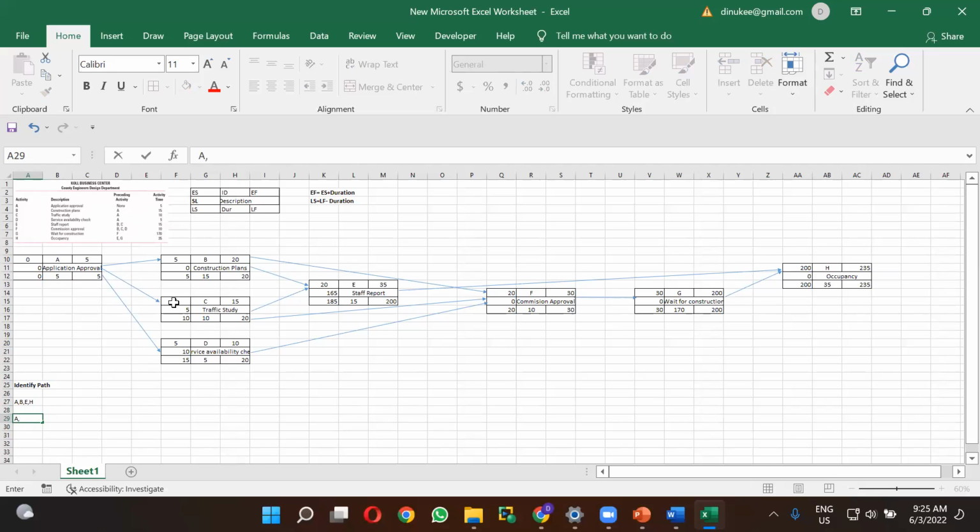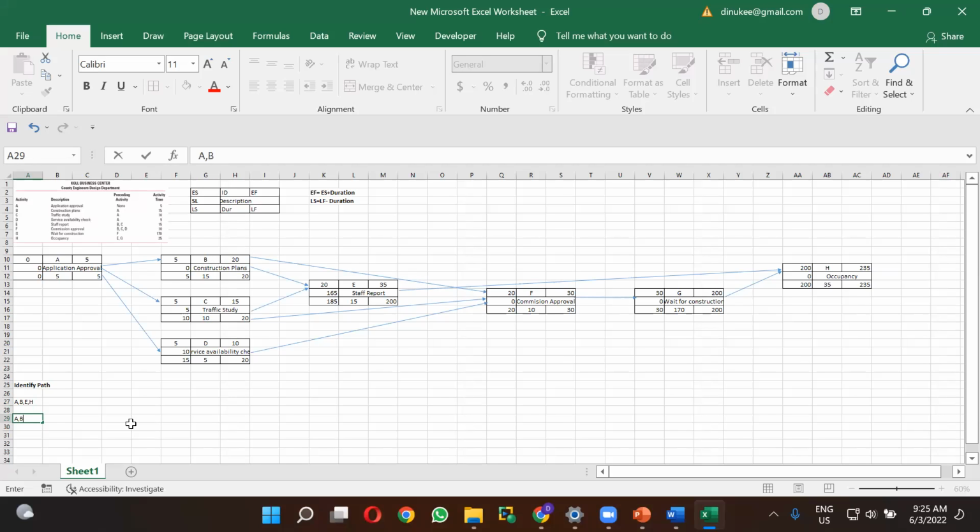A, C. Oh no, we will go and finish it off the B path. A, B, E, and H have done. A, B, and there is another path, F.